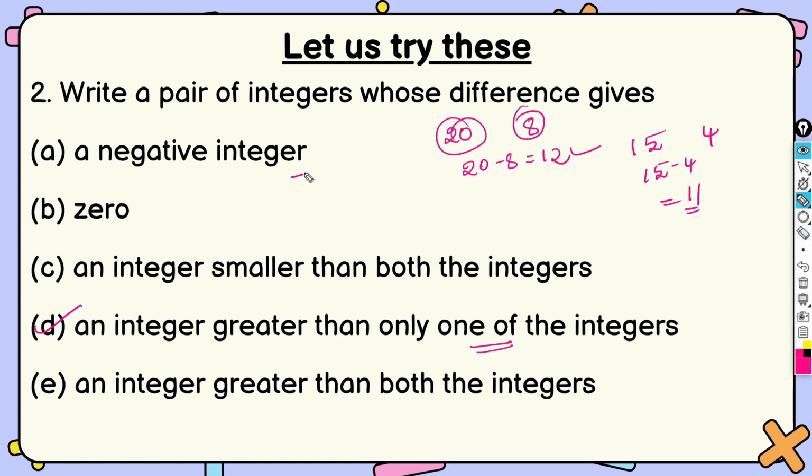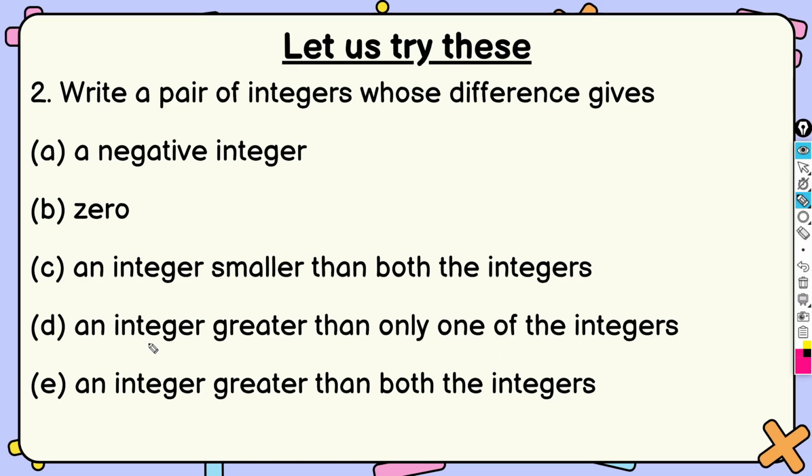Similarly, you take minus 10 and minus 4. If you subtract, you get minus 10 minus minus 4, which is minus 10 plus 4, which is equal to minus 6. So minus 6 is greater than minus 10 and less than minus 4. Thus, minus 10 and minus 4 are also a pair of integers whose difference is greater than only one of the integers. Now we'll see a pair of integers whose difference gives an integer greater than both the integers.